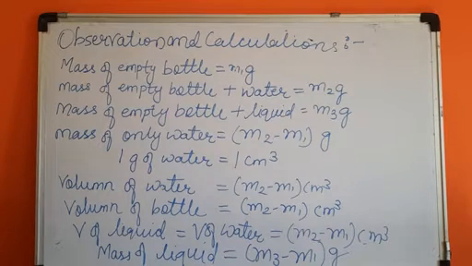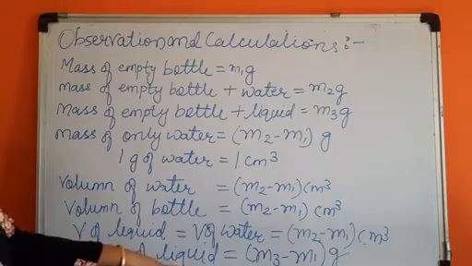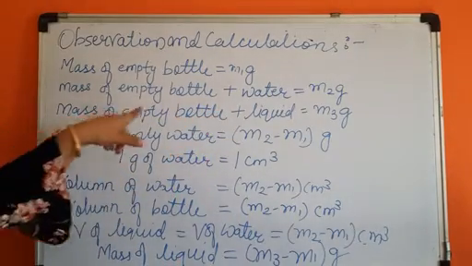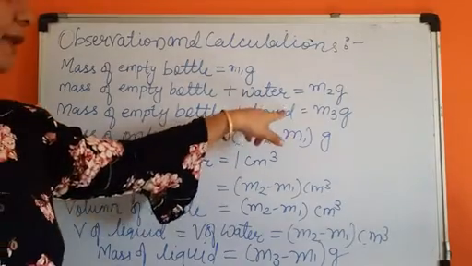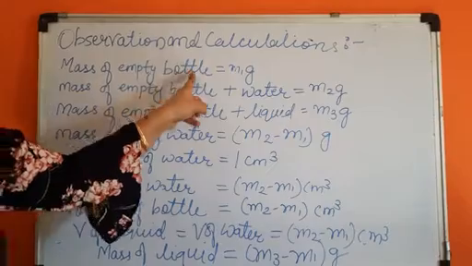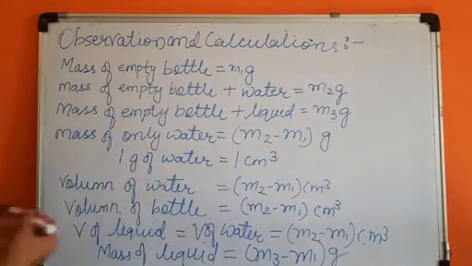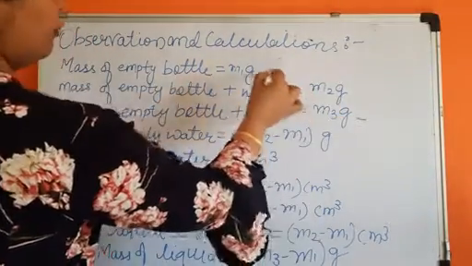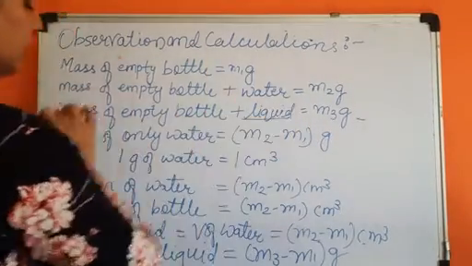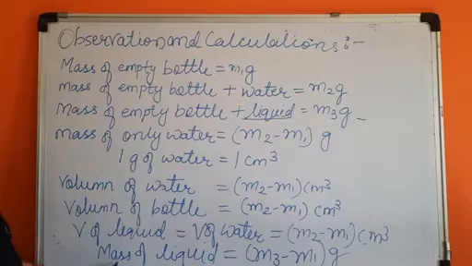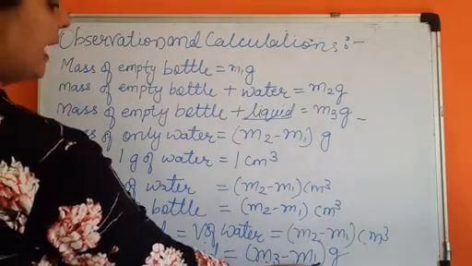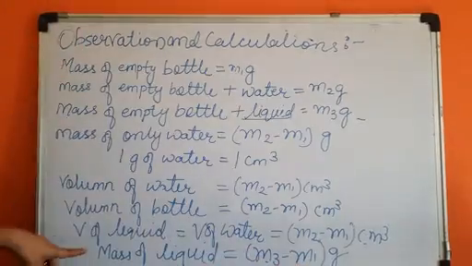For example, alcohol. Mass of the liquid, how can we determine? See this. Mass of the empty bottle plus liquid in the third step is m3, and the mass of the empty bottle is m1. If I subtract equation number 1 from equation number 3, I can get only the mass of the liquid. So here I am getting the mass of the liquid is equal to m3 minus m1 grams, because it is mass.